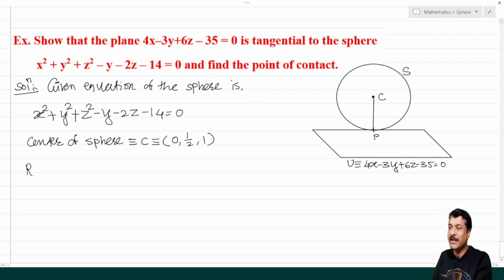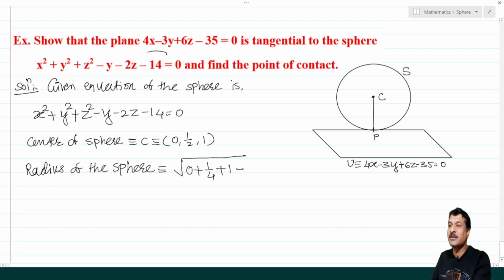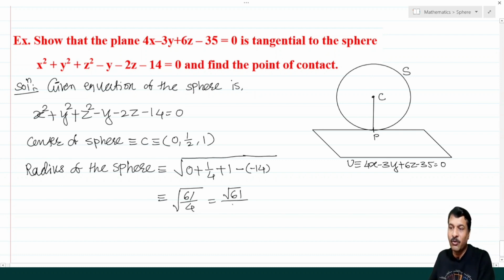And what about the radius? It is the square root of the sum of the squares: 0 square plus 1 by 2 square plus 1 square minus the constant term. The constant term is minus 14, so minus of minus 14. So what am I getting? That is equal to under root of 61 by 4, or one may consider under root of 61 whole divided by 2. It is the radius of this sphere.